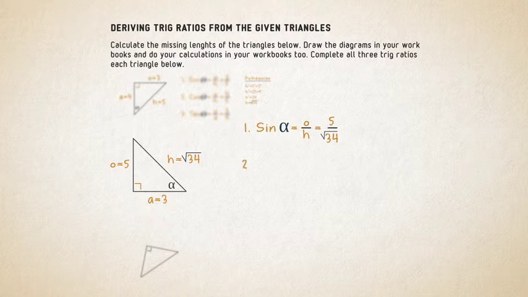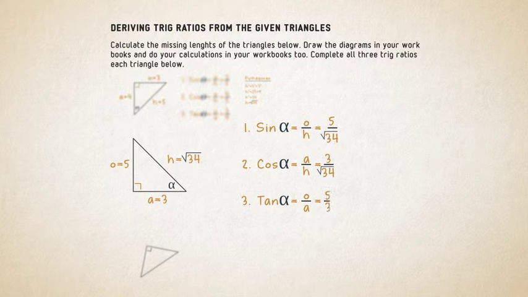For cos, we would say cos alpha is adjacent over hypotenuse. Adjacent on our diagram is 3 units long over the square root of 34. And then we are done with cos alpha. Lastly, we'd put tan together. So tan alpha is opposite over adjacent, which would give us 5 over 3. And there are our 3 trig ratios. So the method is always the same. Label your triangle first, then put your trig ratios together using your rhyme.